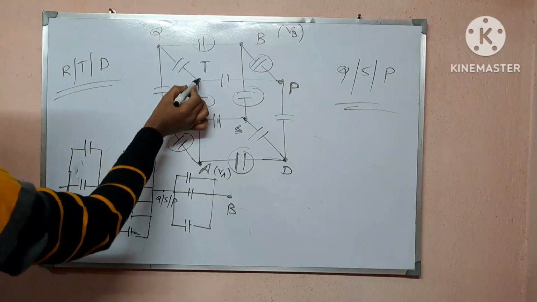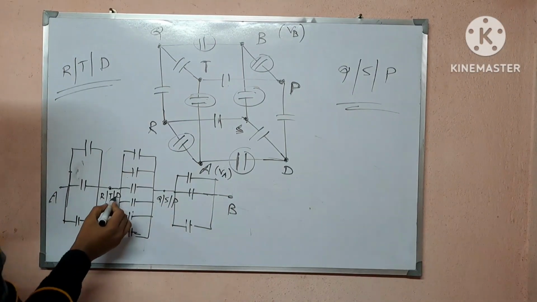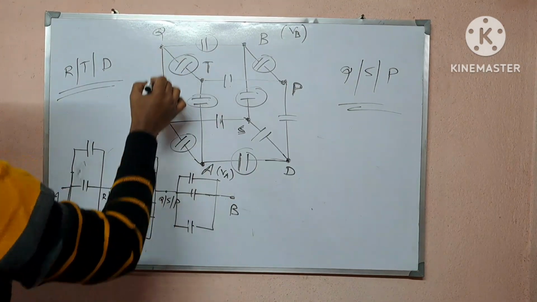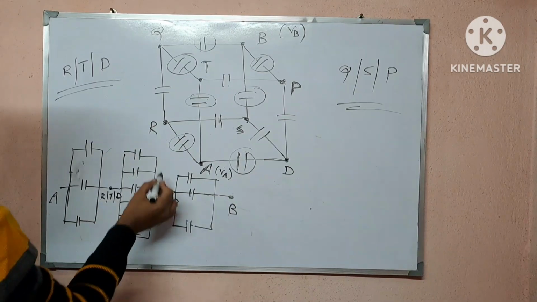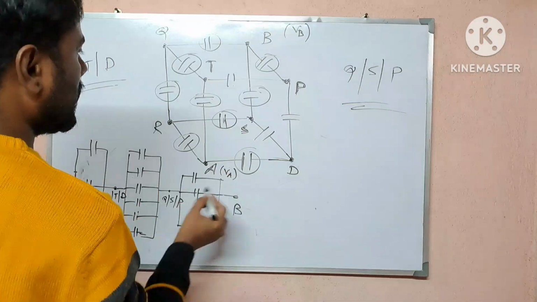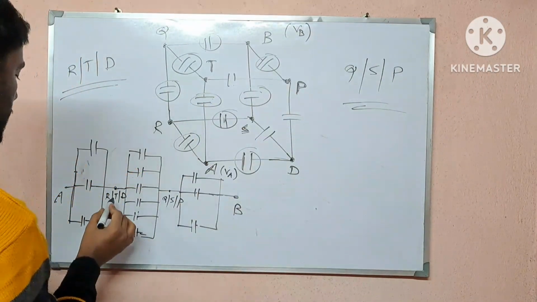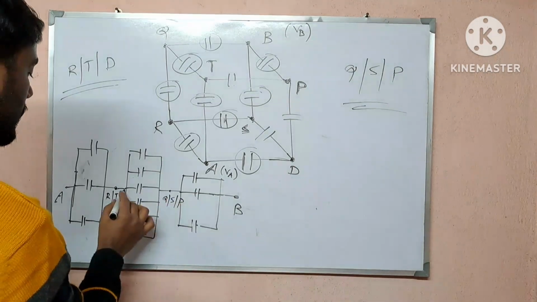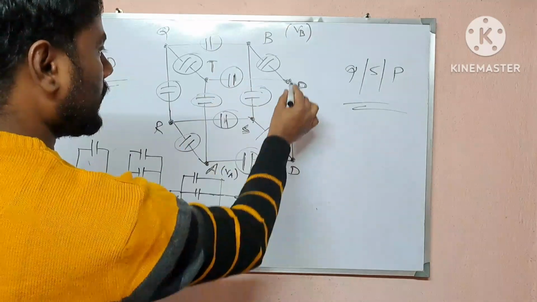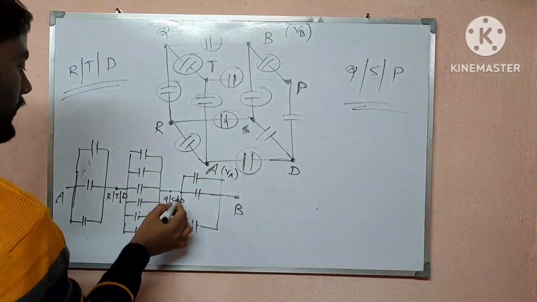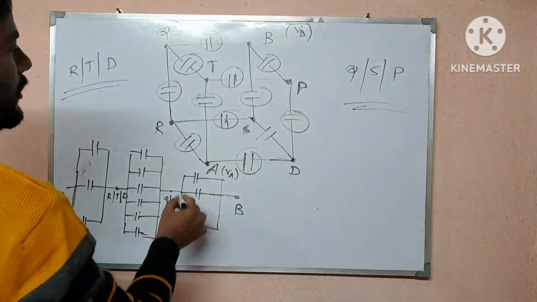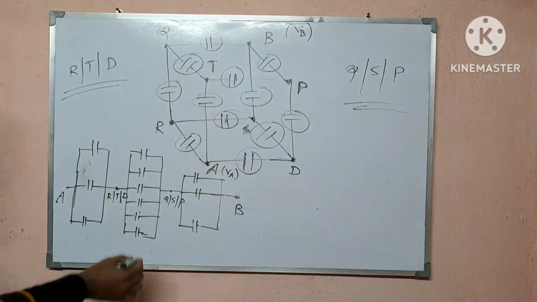Just see here, Q to T: this side Q, this side T. QR: this side R, this side Q. RS: this side R, this side S. Now TP: this is T and this side P, so T and P are also connected here. PD: this side D, this side P. So PD is also connected, and SD: that one is S, that one is D. So we can consider it all in this way.